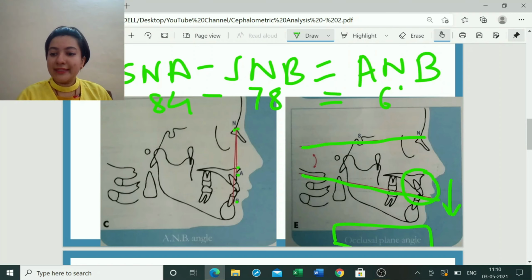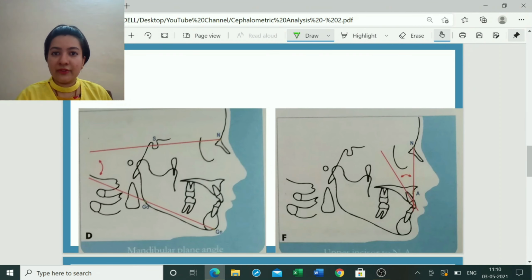The next parameter given by Steiner is your mandibular plane angle. Simple. See, when you are calculating the occlusal plane angle, and when you are calculating the mandibular plane angle, see how simple it is.